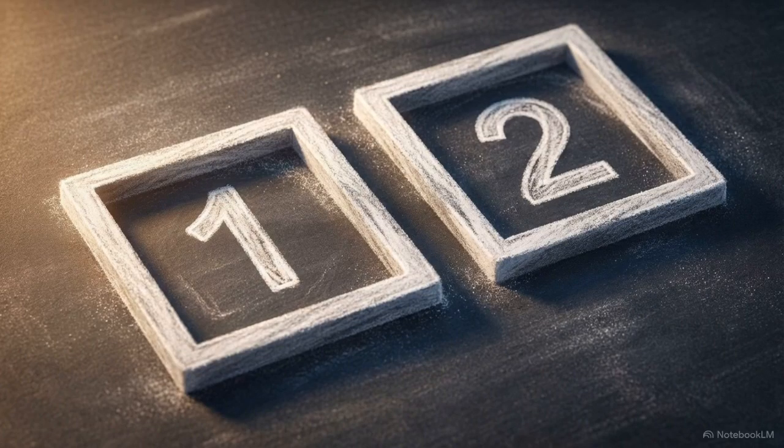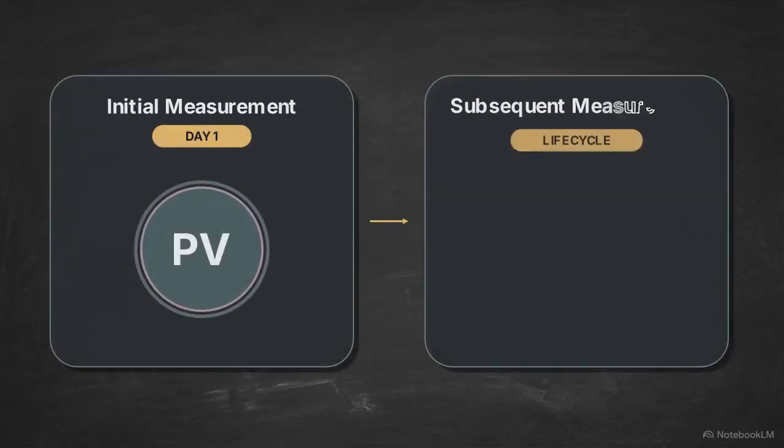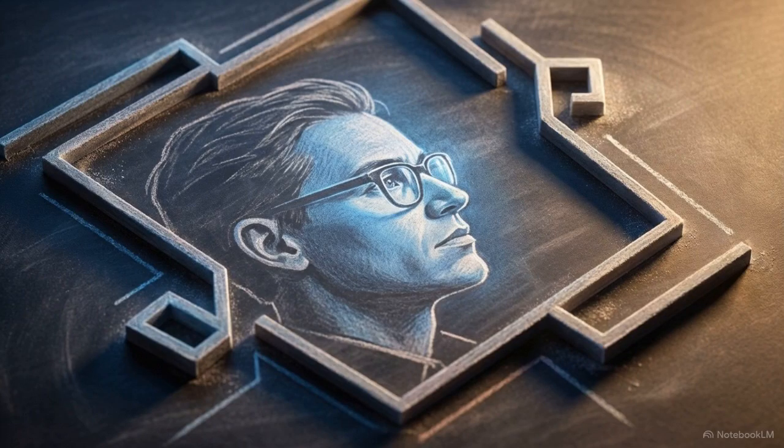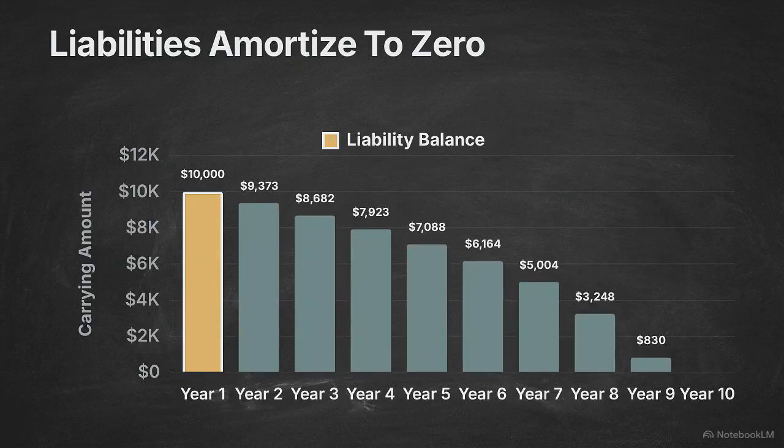Mastering these long-term liabilities means executing two precise steps: initial measurement using present value, and subsequent measurement using the effective interest method. Understanding this two-step process allows you to accurately predict how major obligations will behave on a company's balance sheet over their entire life cycle.